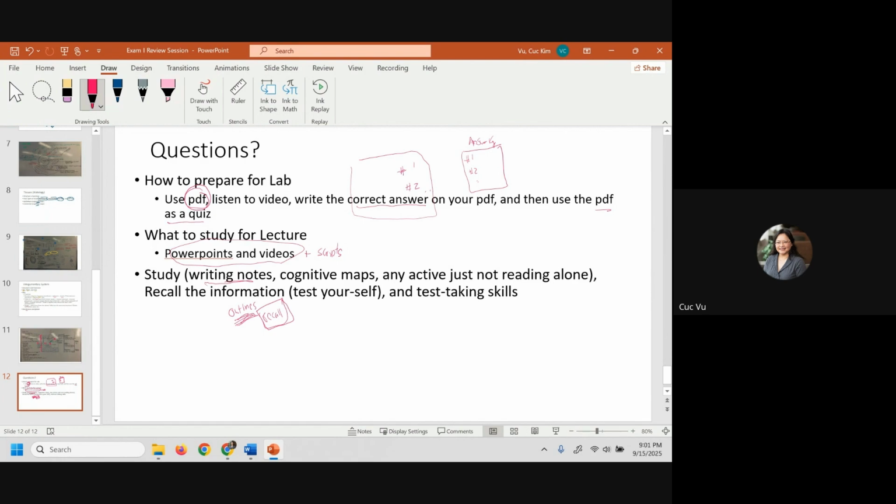One year when I was going through grad school, I didn't have time, but I was on the road a lot, so all I did was listen to the lectures over and over again. I would pause it, I would quiz myself and so on. So you do what you need to do to be successful. Okay, but ideally rewrite your notes, cognitive maps, active learning. Okay.